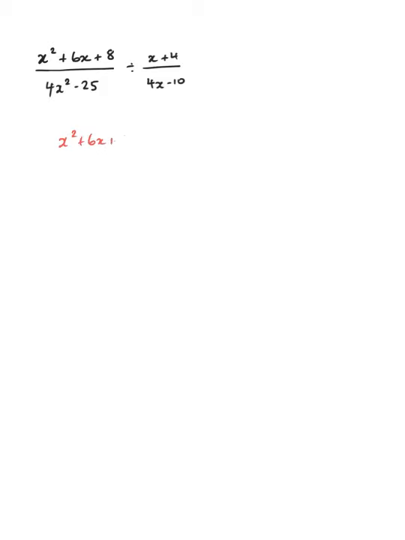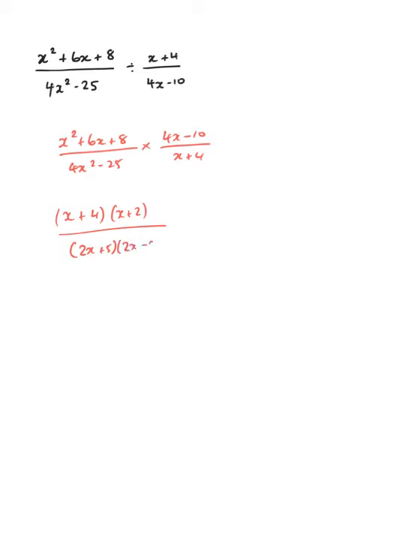So let's just quickly rewrite this as a times. So if you remember, turn that divide into a times and flip the second fraction upside down. Now x squared plus 6x plus 8 factorises to x plus 4, x plus 2. If you can't remember how to factorise quadratics, do watch another video as well. Notice the difference of two squares there. 4x minus 10 factorises to 2 lots of 2x minus 5 over x plus 4.